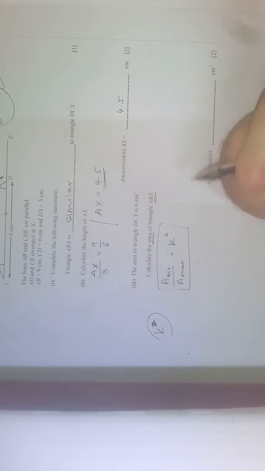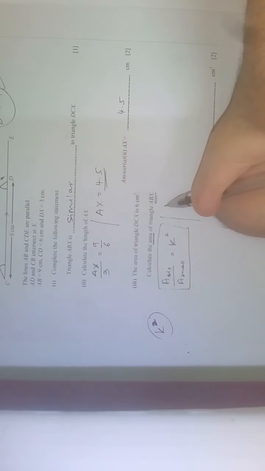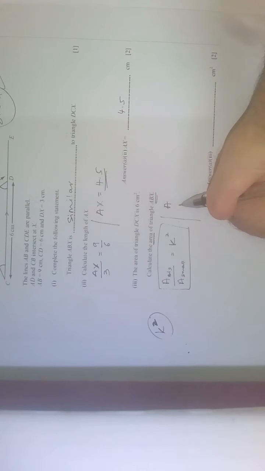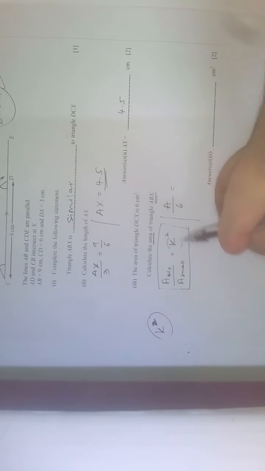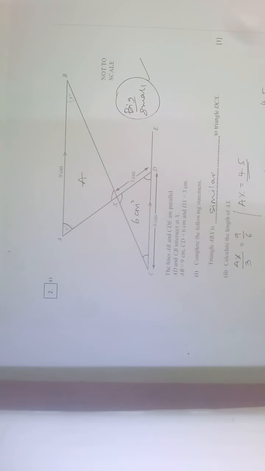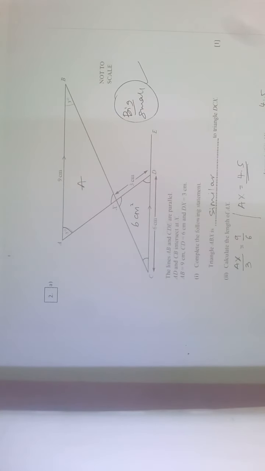Now let's substitute. What information do we have? The area of the big, which is unknown, the one that we are looking for, area of triangle ABX. So we'll just write down A. Area of the small, given 6, then equal to k square. How to get this k? Choose any two sides that are proportional between each other. So let's take 9 and 6.